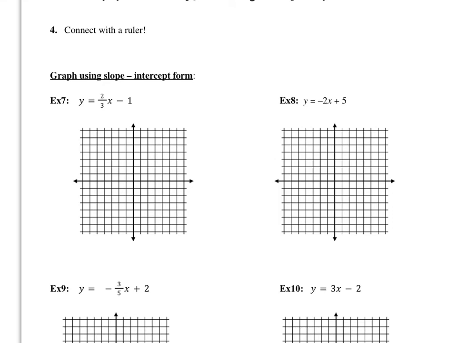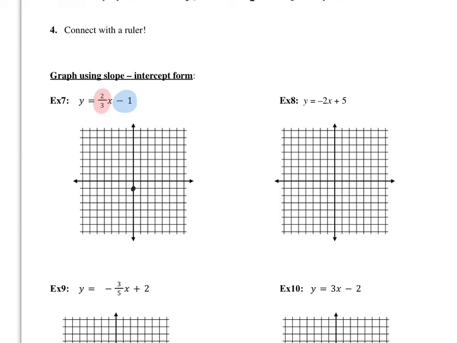So on example 7, I noticed that first y is already isolated. It's in slope-intercept form. So I've got my slope of 2/3, and I've got my y-intercept of -1. So I'm going to begin at the b value of -1. Remember, a y-intercept is the place where it crosses the y-axis. So this line, which I don't even see yet, I know is going to cross the y-axis at -1.